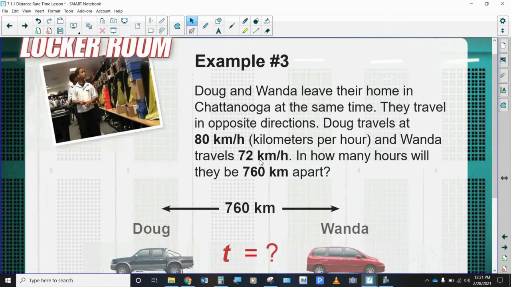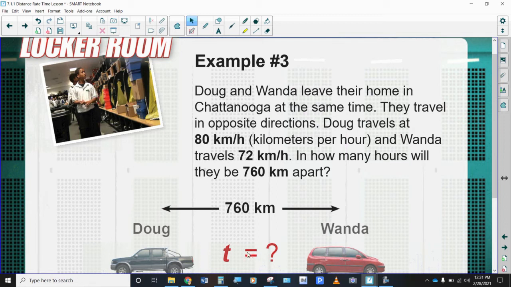Basically, this is how you need to think about it. If Doug and Wanda are traveling in opposite directions, in 1 hour he has gone 80 kilometers, and in that same hour, she has gone 72. So after 1 hour, they would be 152 kilometers apart. The fact that they're going in opposite directions forces you to consider that the rate of speed at which they are separating from each other is the sum of their two speeds. It would be 152 kilometers per hour.